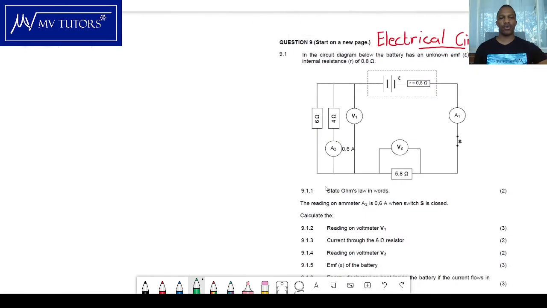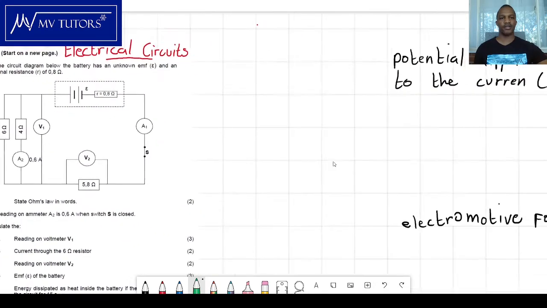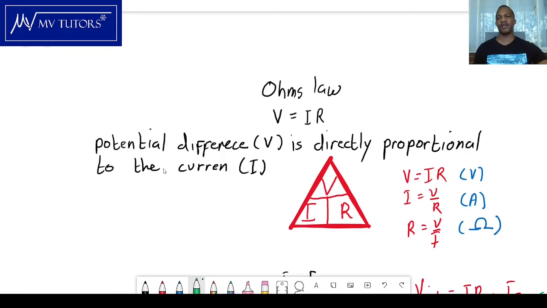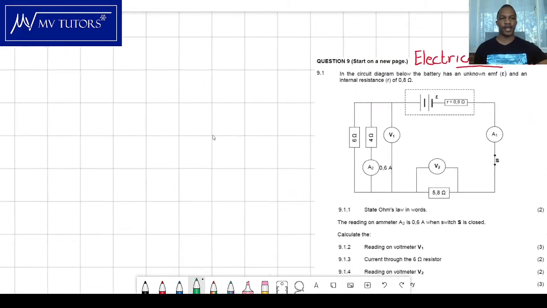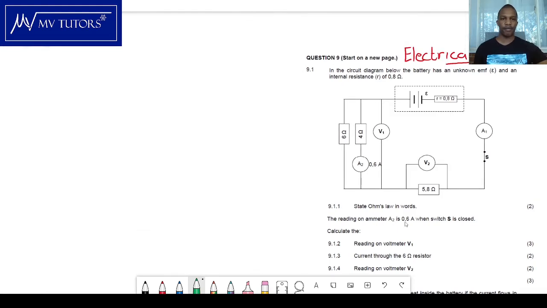State Ohm's law. Well, we spoke about Ohm's law. We said its potential difference is directly proportional to the current, so we can refer back to that. But what I want are these questions over here. It said the reading on ammeter A2, where's A2? Oh, it's over there, connected to the resistance of 4, is 0.6 amperes. The switch S is closed, so that means current is actually flowing throughout. Now calculate the reading on voltmeter 1. Where's voltmeter 1? Voltmeter 1 is over there. So remember, let's do that.